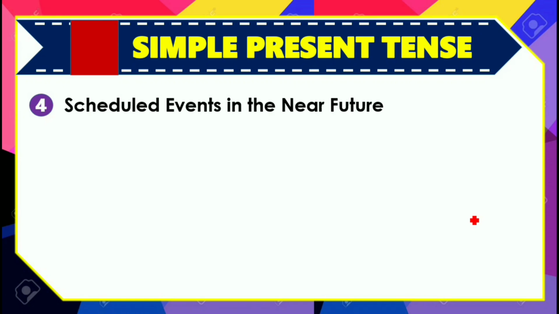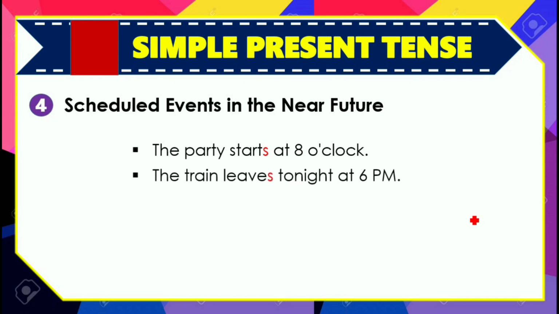And this is most commonly done when talking about public transportation, but it can be used with other scheduled events as well. For example, when we say the party starts at 8 o'clock. If it's a scheduled event in the near future, you can also use the present tense of the verb. Another example is the train leaves tonight at 6 p.m.